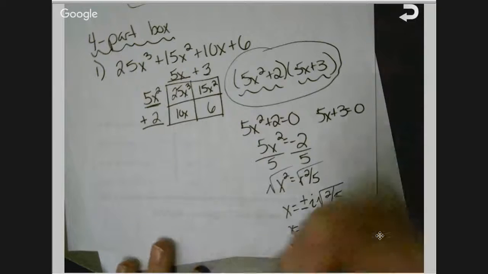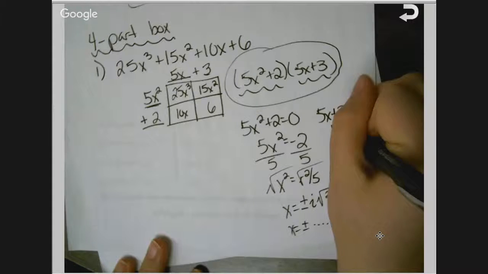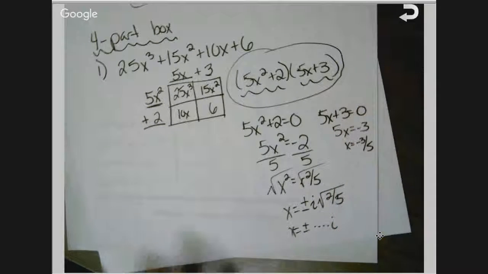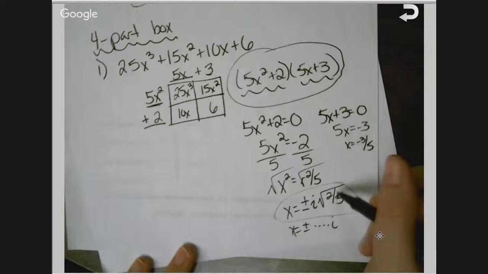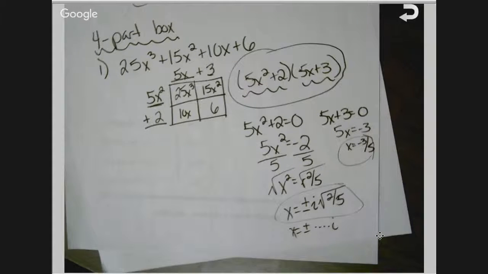Okay, and then 5x plus 3, a lot easier. I would just divide by 5, or subtract 3, then divide by 5. So my answer would be plus or minus i square root 2/5, and then x equals negative 3/5. Are there any questions about that?